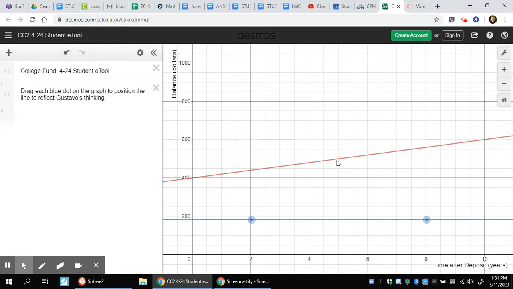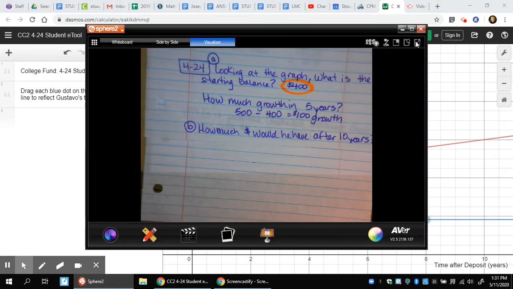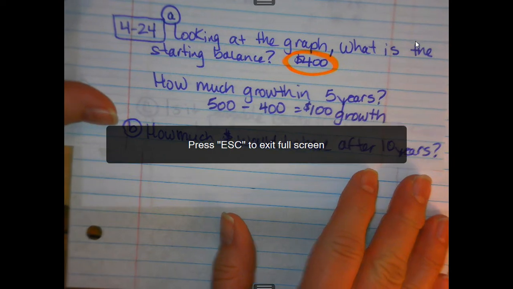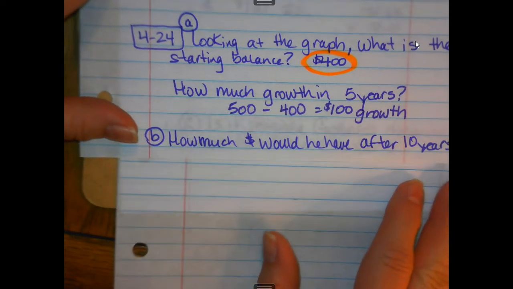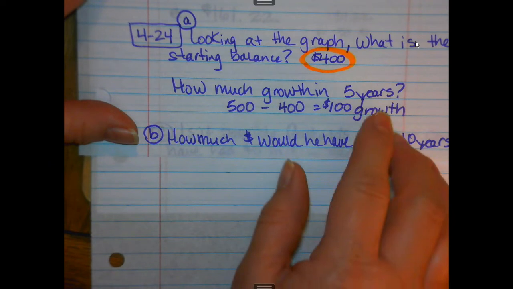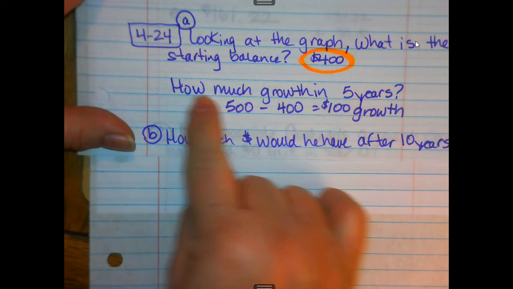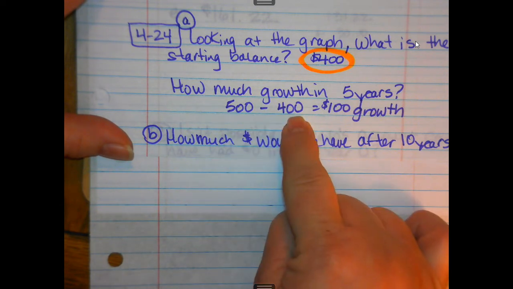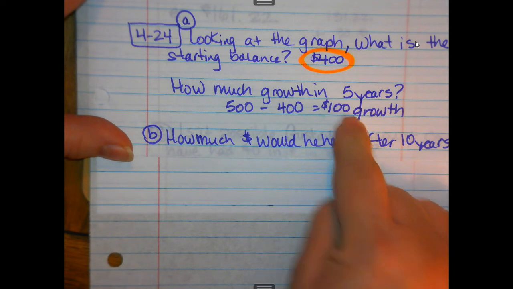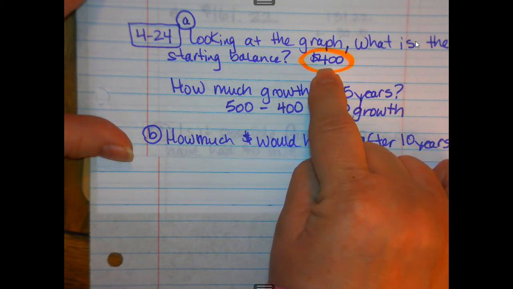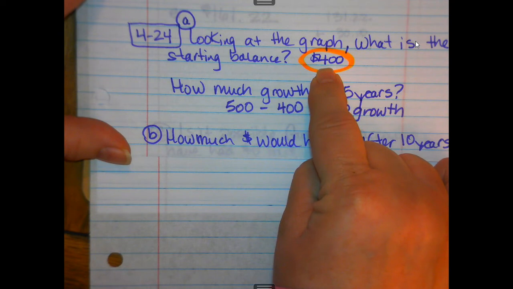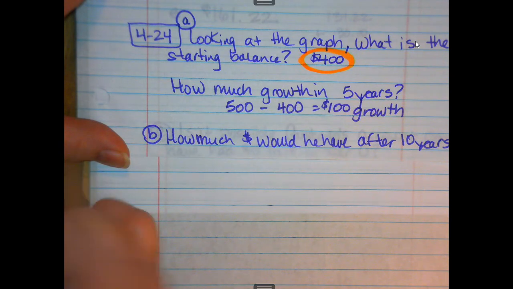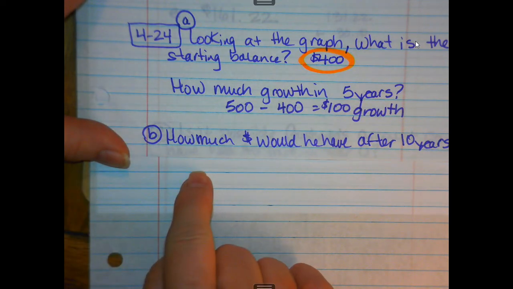All right, so I'm going to go back to showing you my dot cam so you can see where we're at with our analysis here. Just like I told you, how much growth in 5 years? If we do the amount at the end of 5 years, subtract 400, we have $100 growth. We saw on the graph that the deposit did not start at 0. It started partway up the y-axis. So that's something that's important for us to take a look at as well.